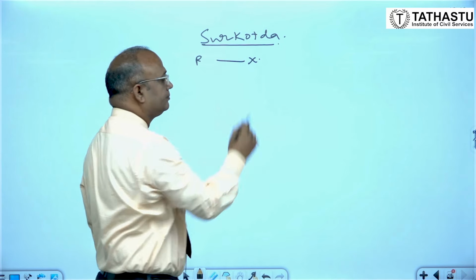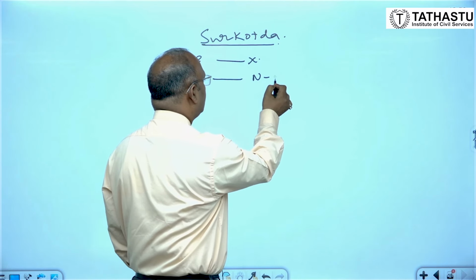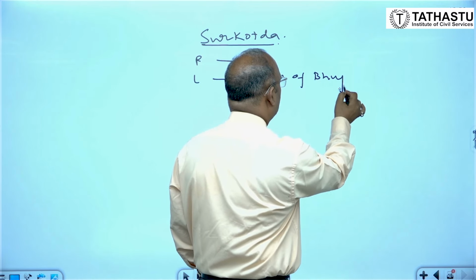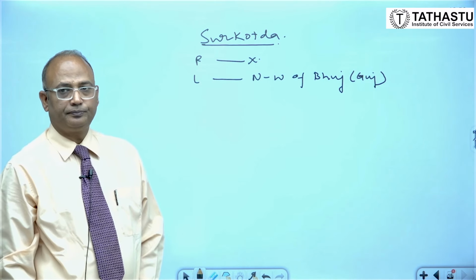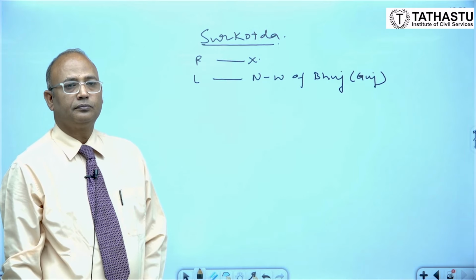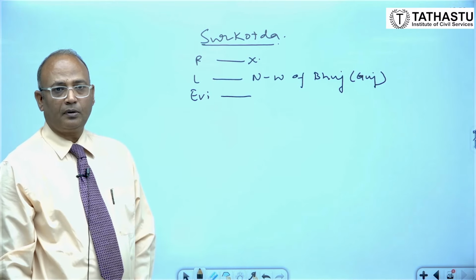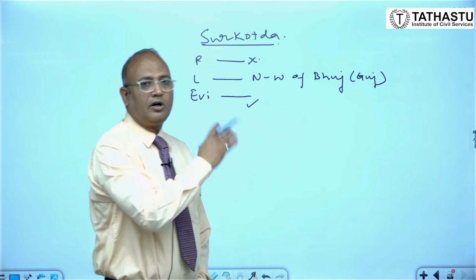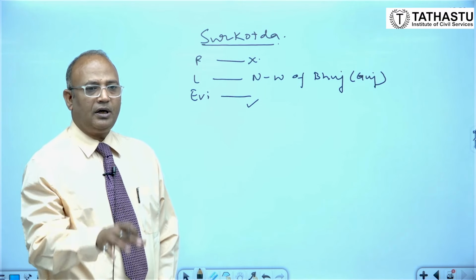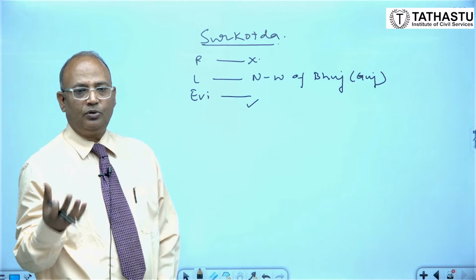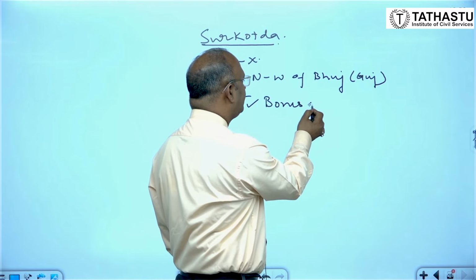River: there is no river. Location: north west of Bhuj, Gujarat. Evidence: very unique evidence we have got from here, and it is very surprising for historians also. The animal was there, but they were asking, did the Harappan people know about this animal? Which animal? We have got bones of horses.